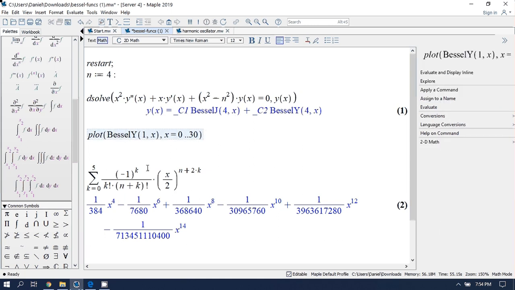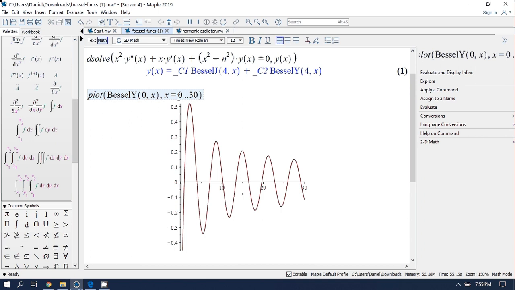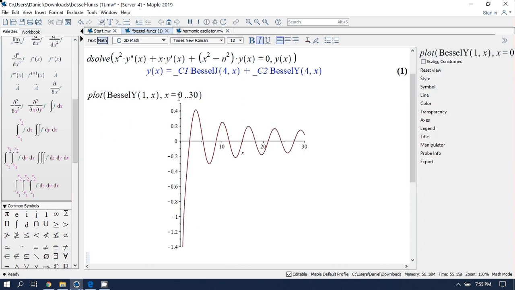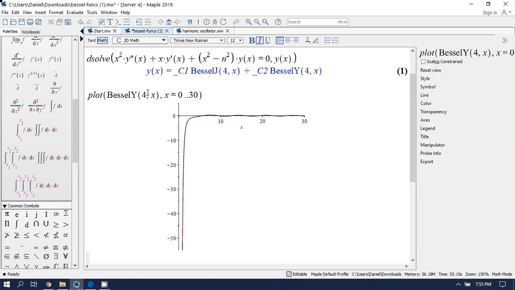Let's plot the Bessel functions of the second kind, so this part of the solution, for various values of n. So for example, if n is 0, notice that near 0, the solution has a vertical asymptote. So as x approaches 0, the Bessel function of the second kind is discontinuous and goes to minus infinity. This is true for any order. So if I replace n with 1, 2, 3, 4, and so on, again, the zeros of the functions may change, the overall shape may change, but all of them are discontinuous at 0.